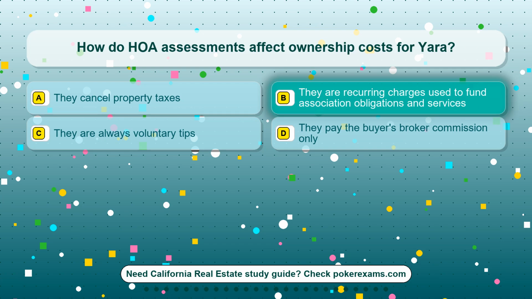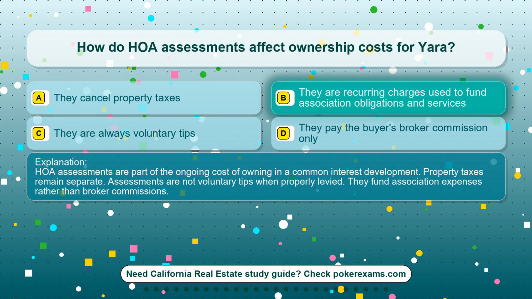The correct answer is option B. They are recurring charges used to fund association obligations and services. HOA assessments are part of the ongoing cost of owning in a common interest development. Property taxes remain separate. Assessments are not voluntary tips when properly levied. They fund association expenses rather than broker commissions.